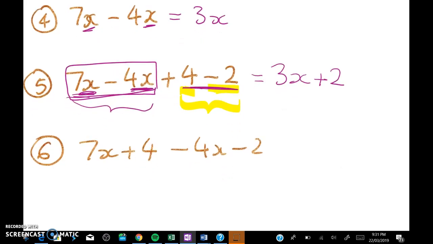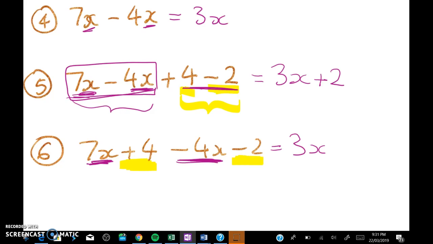What about number 6? Is it any different? Well, it looks a bit different, but it's not really. It's just in a different order. So I've got 7x, take away 4x. So we combine those to get 3x. Now look at the numbers. I've got plus 4, take away 2. You'll notice that I'm always thinking about the sign with the next number. So that gives me plus 2. So look, it's exactly the same as the last one. It's just that the terms were written in a different order.